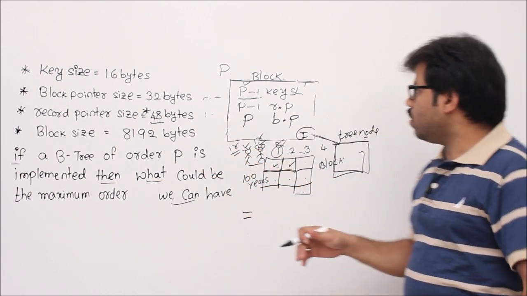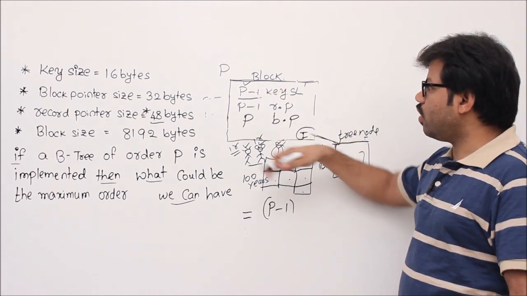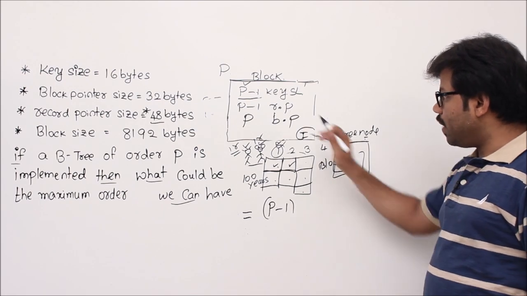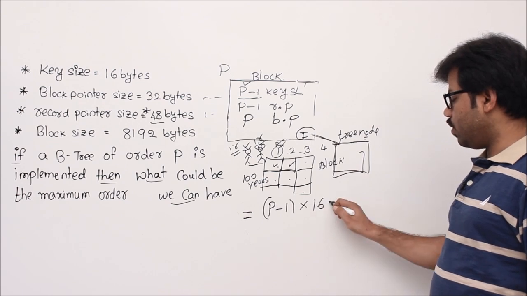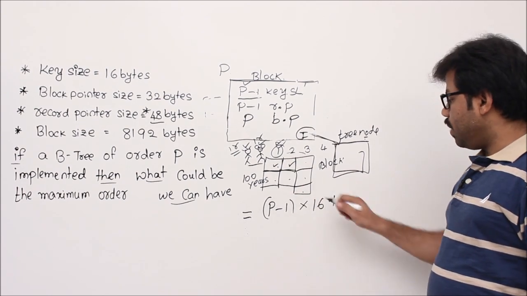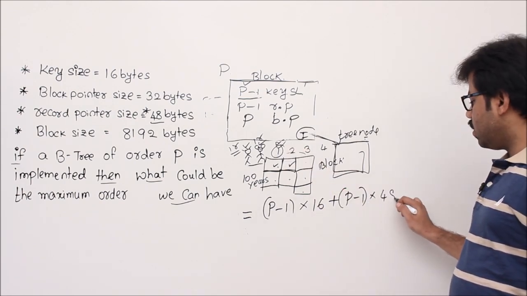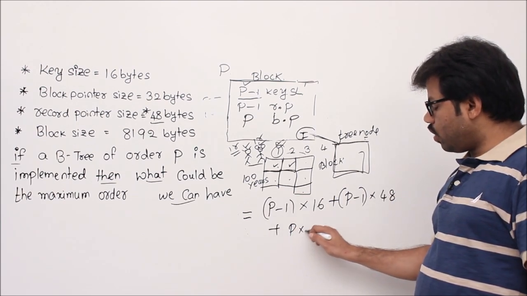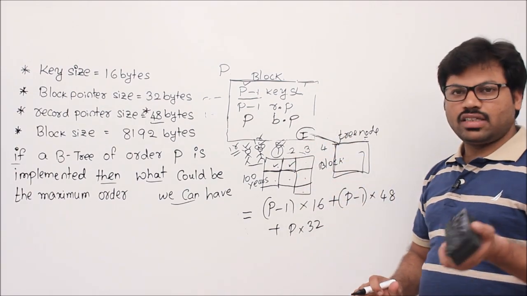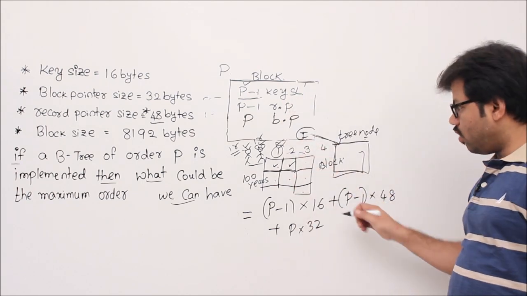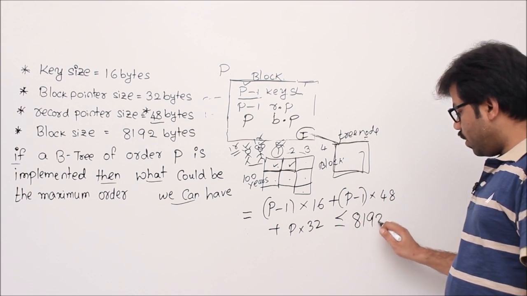can implement, right? So I'm just calculating, if you really keep all these things in your physical block, how much space are they going to consume? P minus 1 keys consume 16 bytes each, so P minus 1 into 16, plus these P minus 1 record pointers are going to consume 48 bytes, right? Plus these P block pointers are going to consume 32 bytes. But this entire space cannot be larger than your original physical block size, correct? Then only all these things will fit into your physical block. That's why it should be less than or equal to 8192.